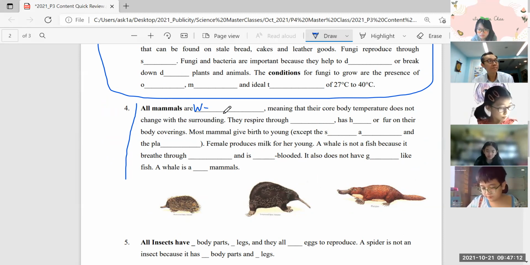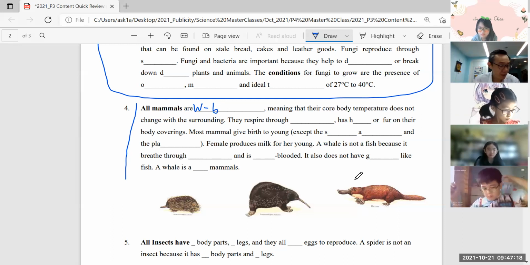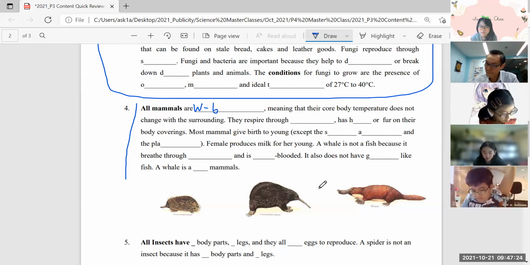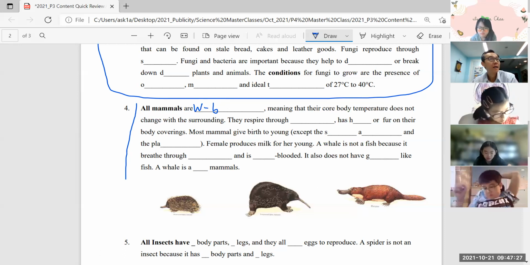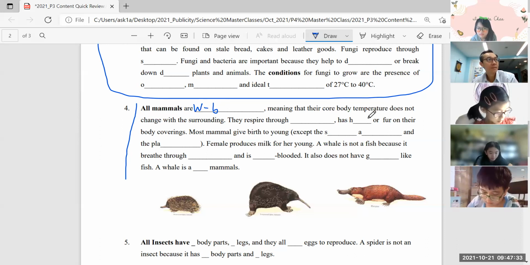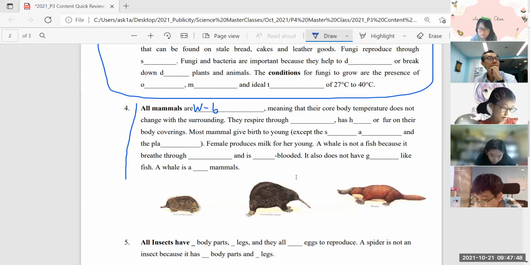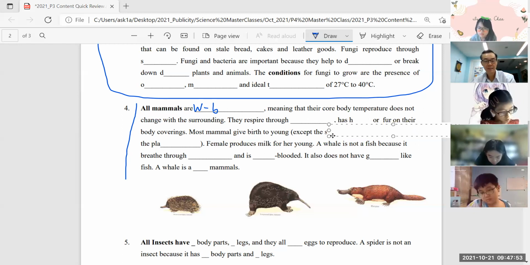Meaning that their core body temperature does not change with the surrounding. Emily, can you read a bit louder? They respire through lungs, correct. And have hair or fur on their body covering. Yes. Most mammals give birth to young, except spiny anteater and platypus. Okay, the female of this animal produces milk, okay, you know from this one, right?